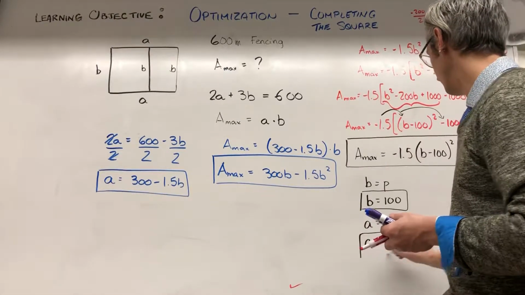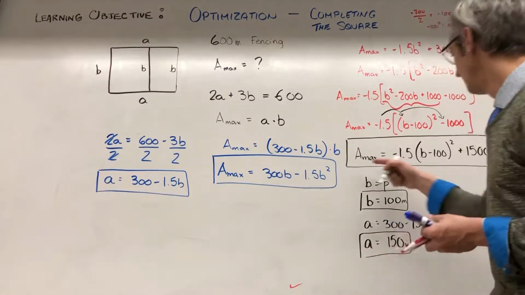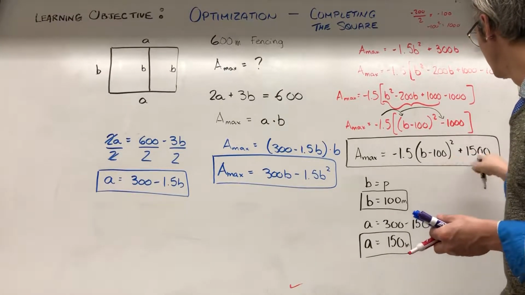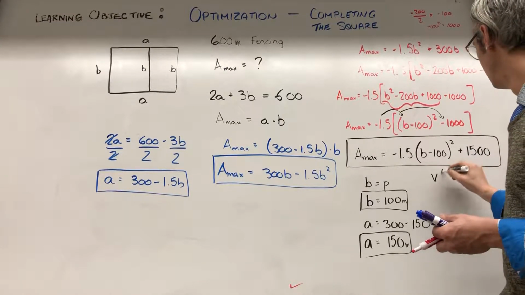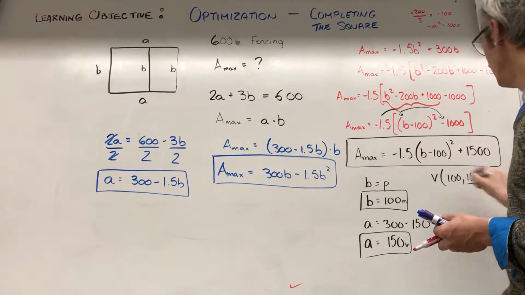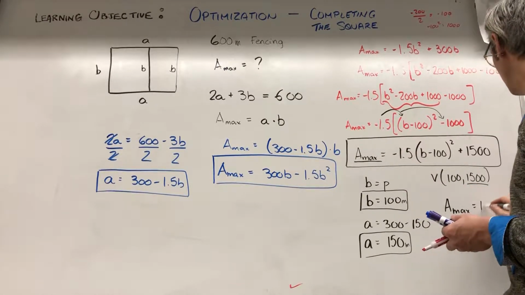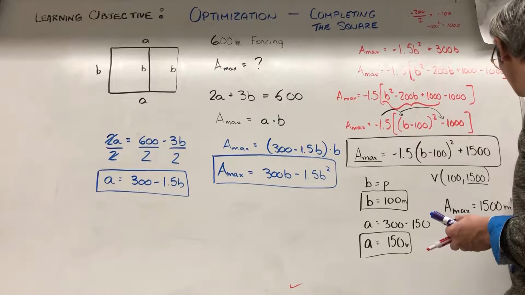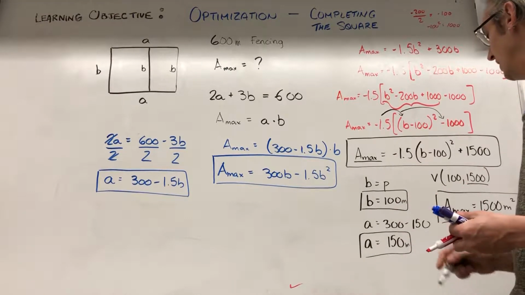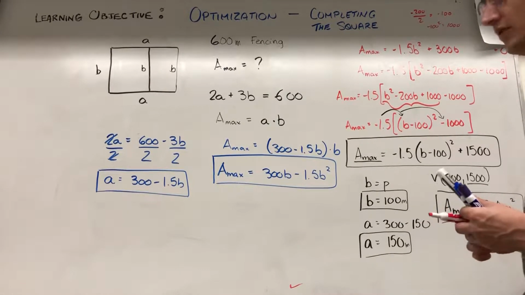So these are the dimensions for A and B, and I guess they should be in meters. And my A max is equal to my Q, my vertex. So my vertex is 100, 1,500 for this formula. And the Y, which is my A max, is 1,500 square meters of area. And that happens when I have A is 150 and B is 100. Okay, so that's how you do that.